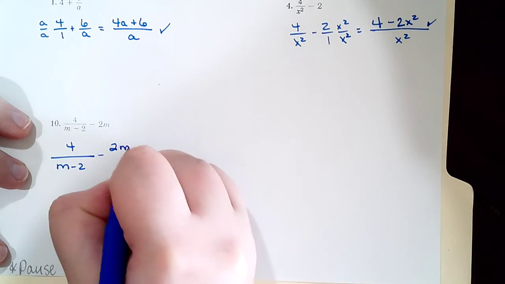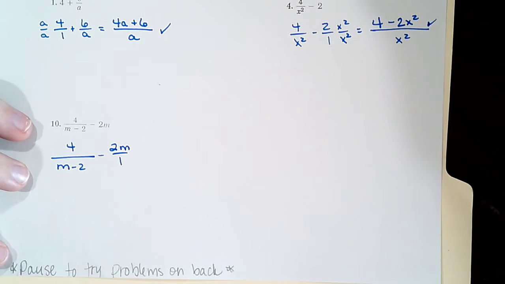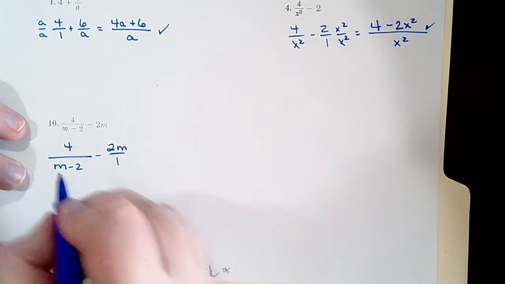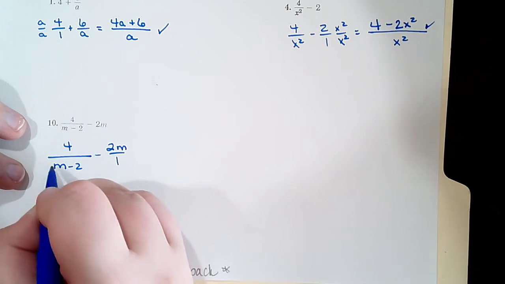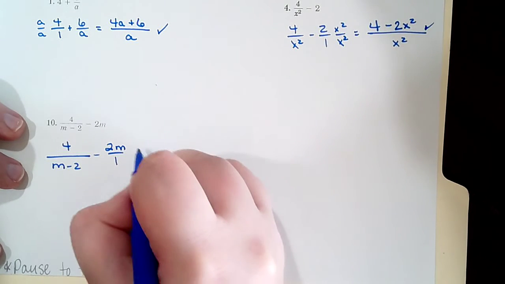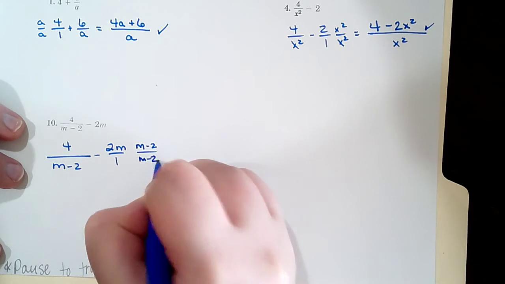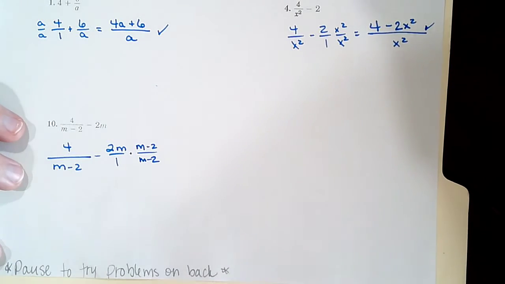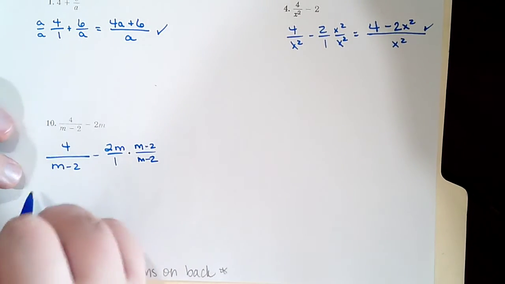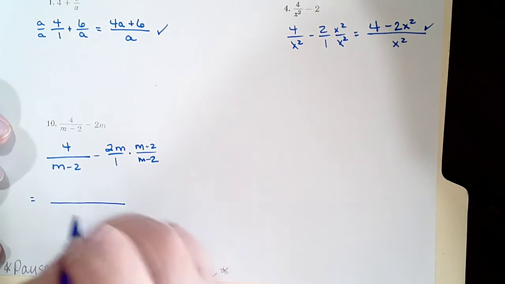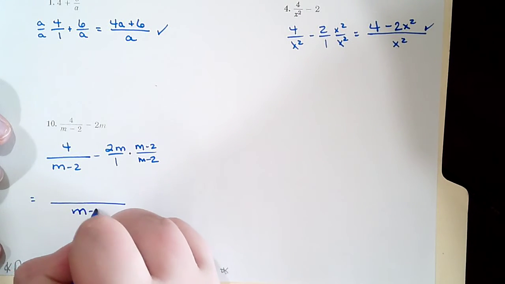All right, we've got 4 divided by m minus 2 minus 2m over 1. Remember, I just keep putting it over 1 to make it into a fraction. This one already has a 1 multiplied, but this one does not have an m minus 2. So I'm going to multiply by m minus 2 over m minus 2, big fancy 1. When I do that, my common denominator is still going to be m minus 2.